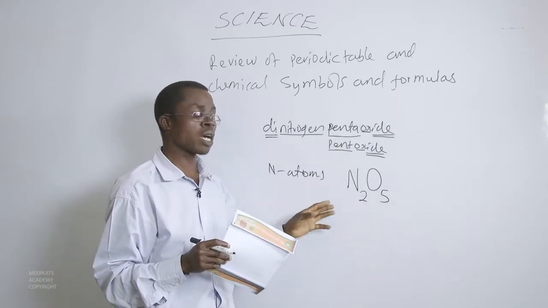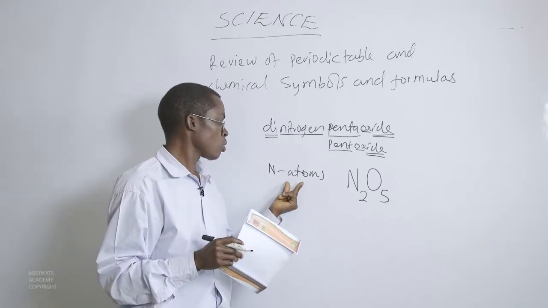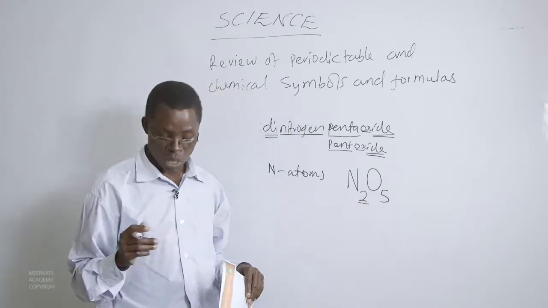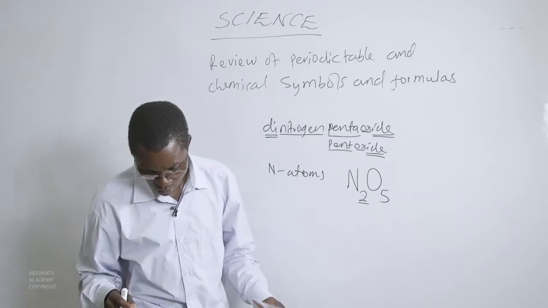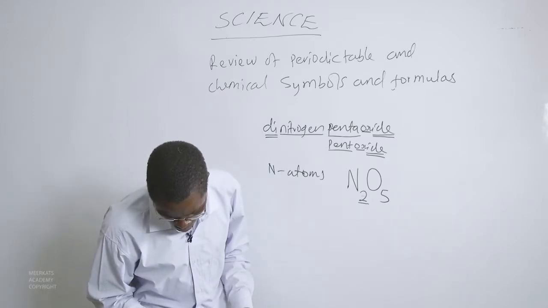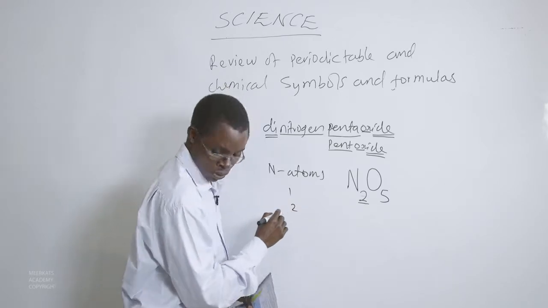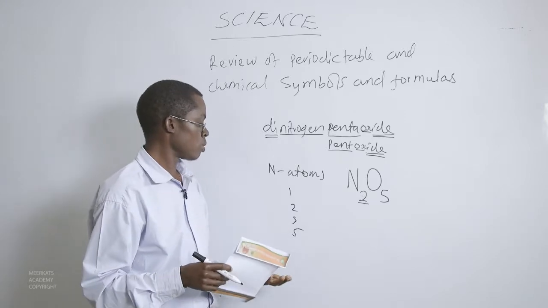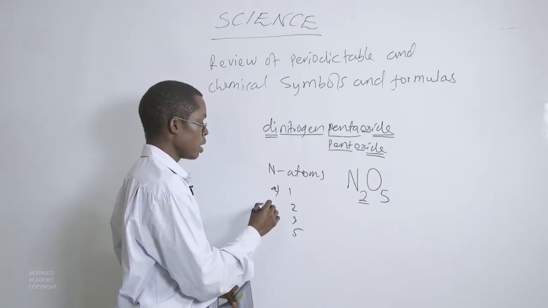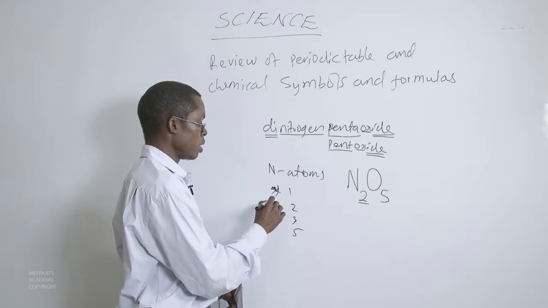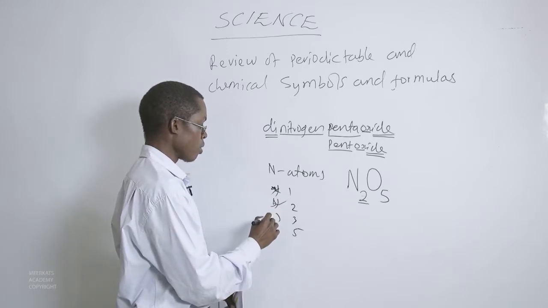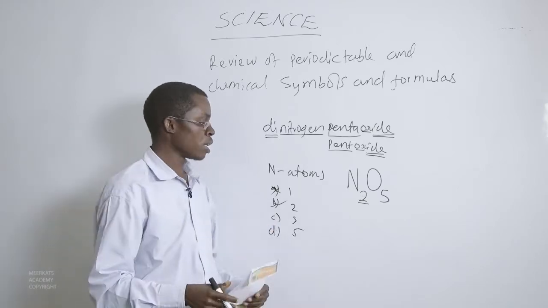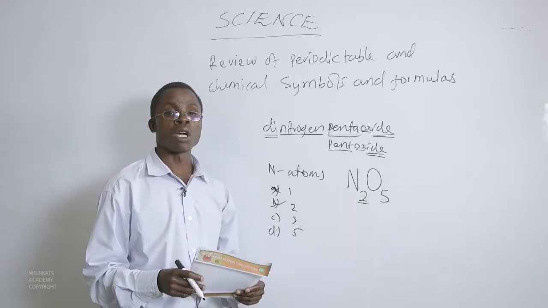But the question is not asking us for the formula. It's asking us for atoms of nitrogen in the formula. And the answer is 2. So from the options we have here, we had 1, 2, 3, and 5. So you find that A is not the correct response, B is the correct response, 3 is wrong, and 5 is also wrong. 5 is only coming in maybe as a confusion because it will be talking about oxygen and not nitrogen.